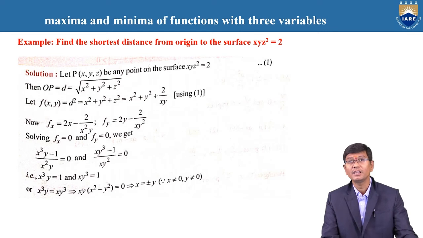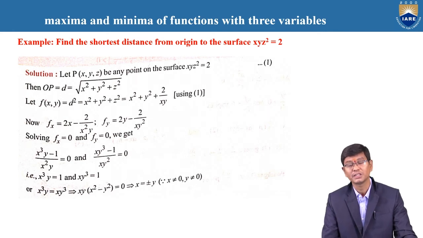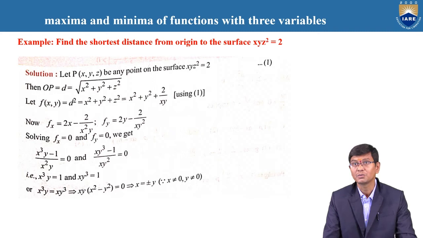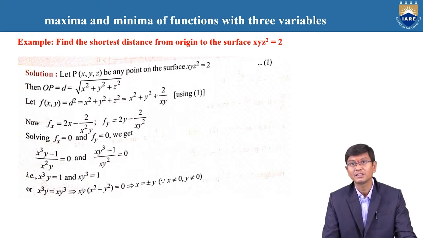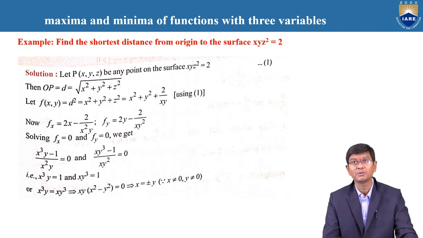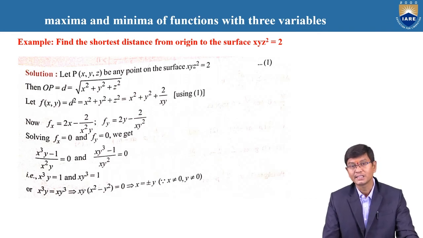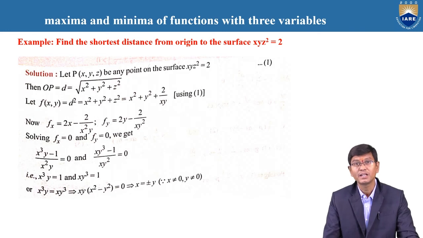And next one: find the shortest distance from the origin to the surface xz square is equal to 2. We are observing this is also the same as the previous problem. From this equation we need to find out z square in terms of x comma y. Therefore, z square is nothing but 2 by xy only. And again, it is also given that the shortest distance from the origin is d, equal to the square root of x square plus y square plus z square. Therefore, d square is equal to x square plus y square plus z square.